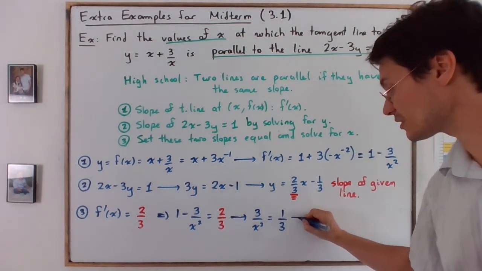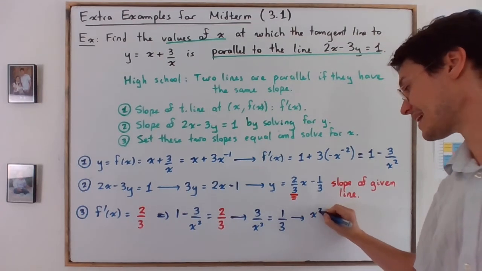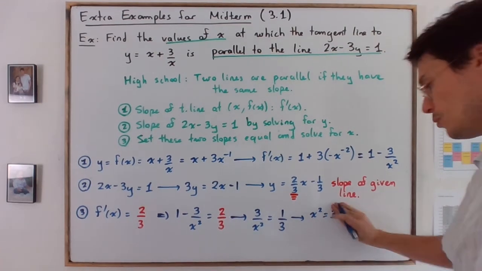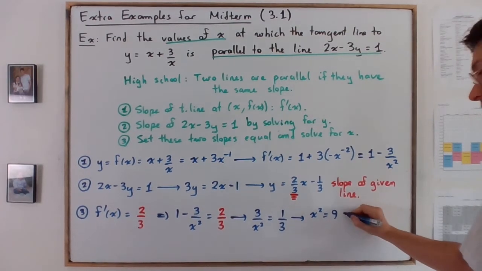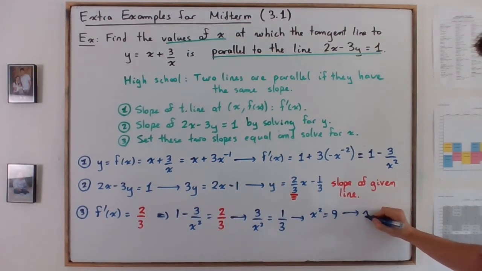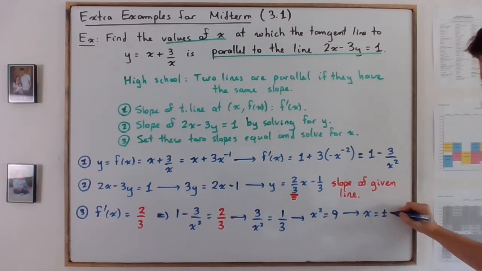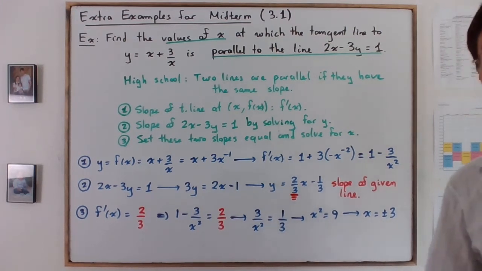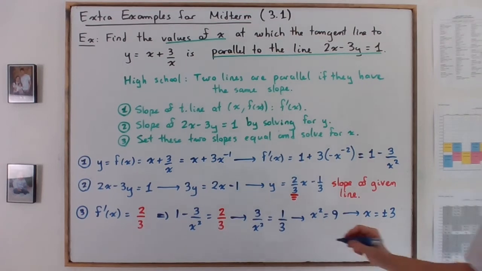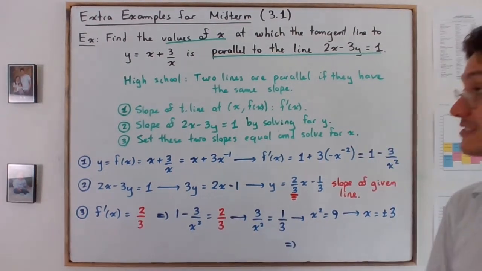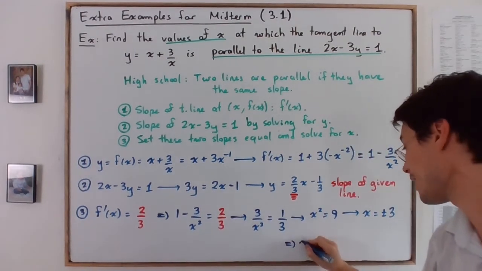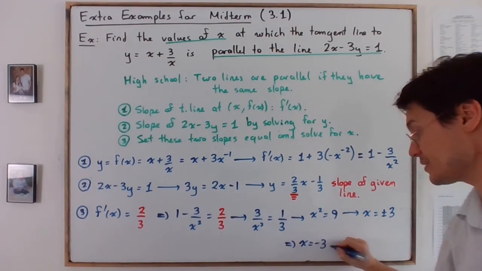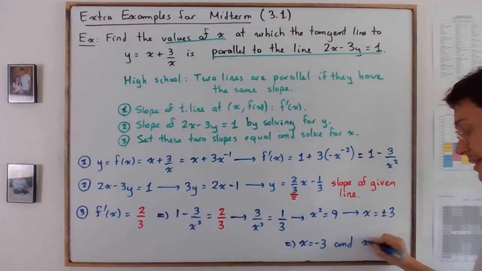Then, by cross multiplication, you will get that x squared is equal to 9. And finally, by taking roots, you will have x equal to plus or negative 3. So in other words, you have two values of x for which the tangent line is parallel to this line: x equals negative 3 and x equals 3.